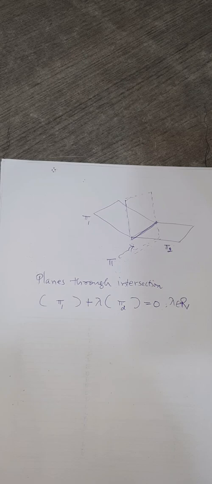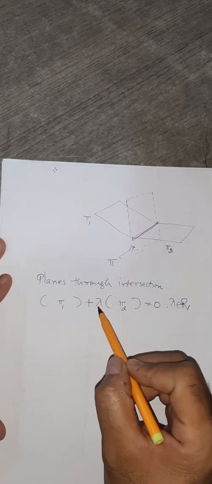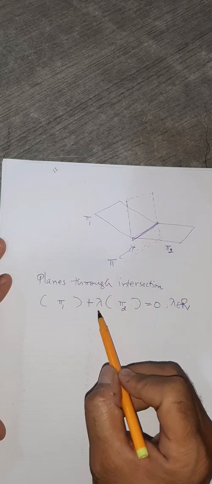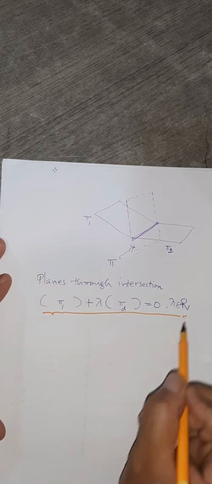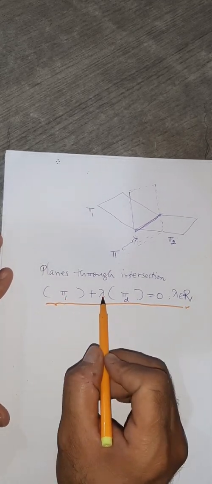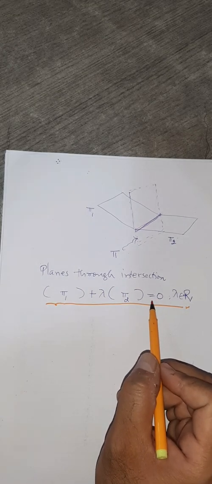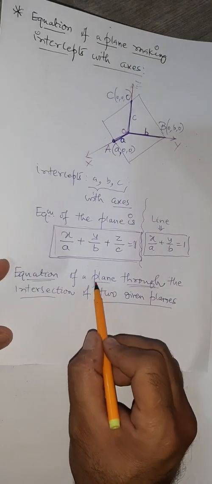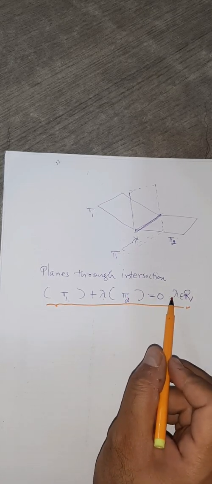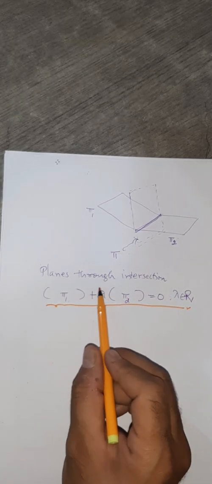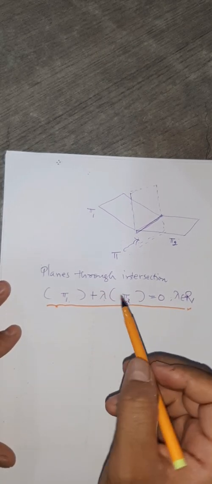If you choose different values of the lambda scalar, you will get different planes through the intersection of the given two planes. So this is not just planes, this represents the family of planes. What's the theory here? One plane plus scalar into the other plane equals to 0. So whenever you have such a question, plane through the intersection of two planes, then always you use this. Which theory? One plane plus lambda into the other plane equals to 0. And then you will have a certain condition in the question. You will get the lambda and in turn you place it.